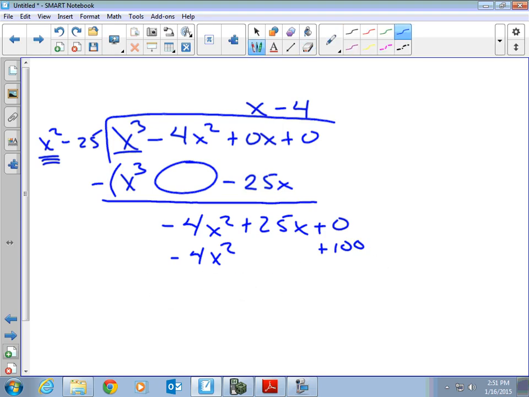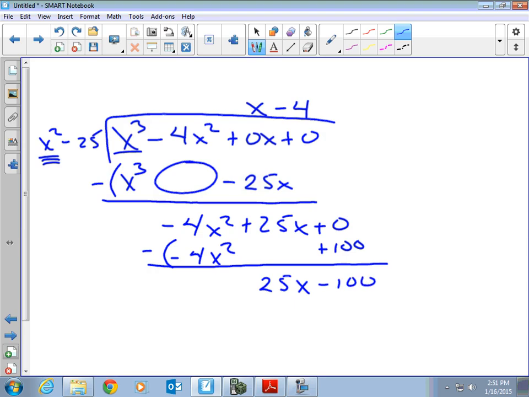So we divide, we multiply, and now we subtract. Negative 4x squared minus a minus 4x squared is 0. 25x minus 0 is 25x. 0 minus 100 is a negative 100.